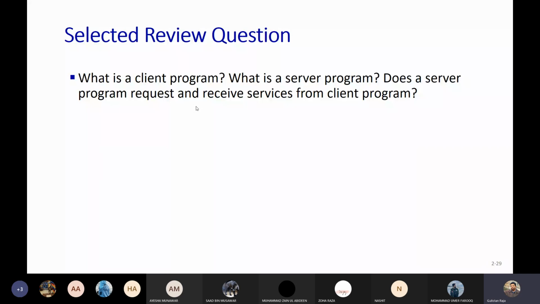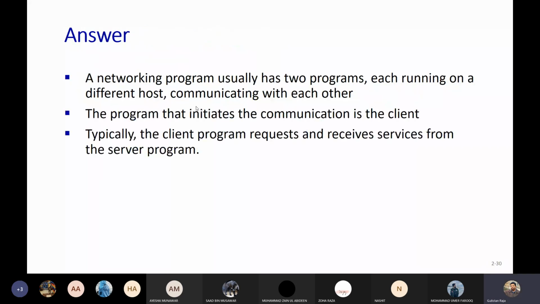So client is a networking program. Normally a networking program usually has two programs, each running on a different host, communicating with each other. The program that initiates communication is known as client. And typically, as I told you earlier during the lecture also, the client program requests and receives services from the server program, right? So this is the difference between client and server.